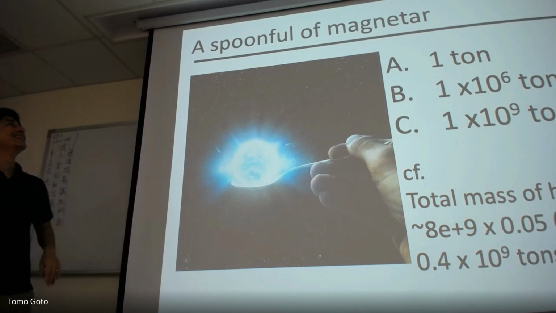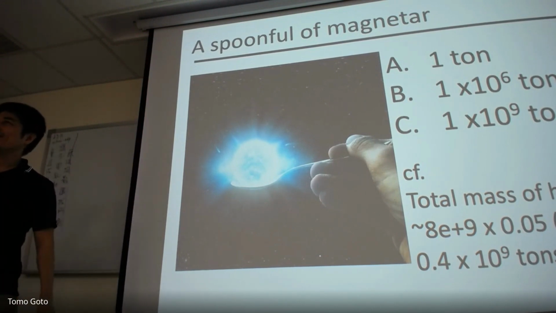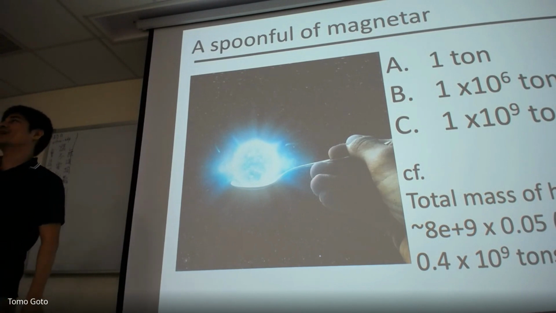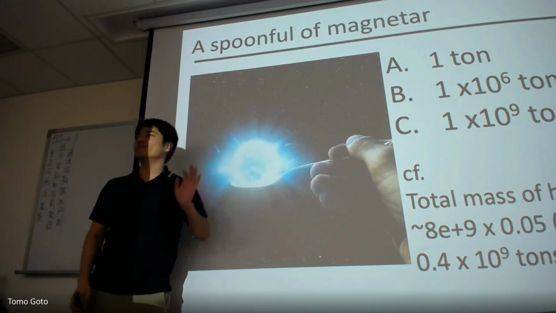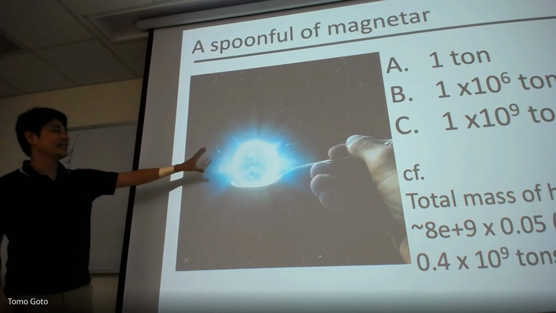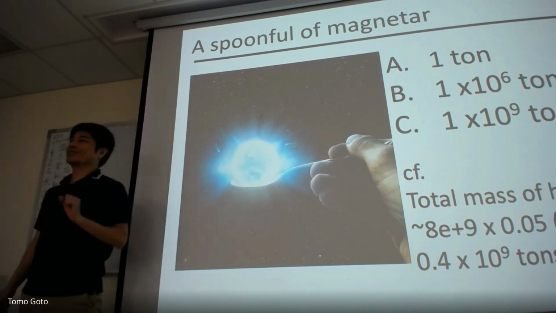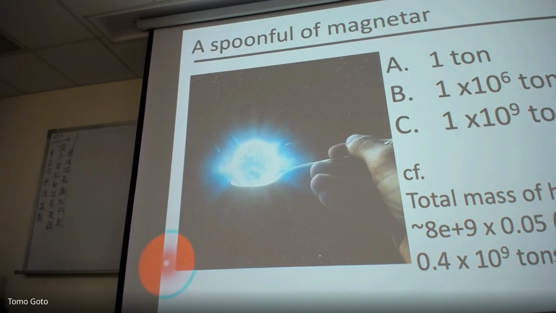One more quiz. This is a famous quiz. You can imagine that you take one spoon of neutron star, magnetar, just one spoon. You take only a small piece of magnetar. What is the weight of this one spoon of neutron star? Please think about it. You can guess. I give ABC options here. A, 1 ton. B, 1 million tons. And C, 1 billion tons.